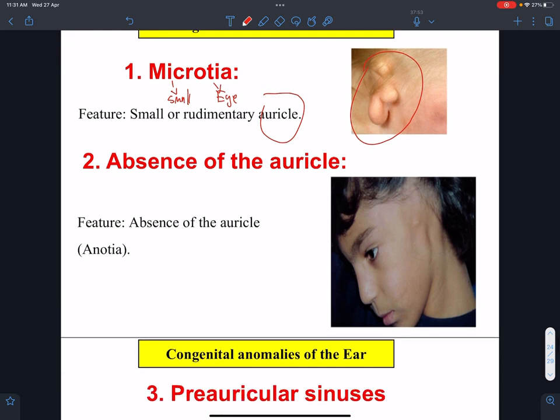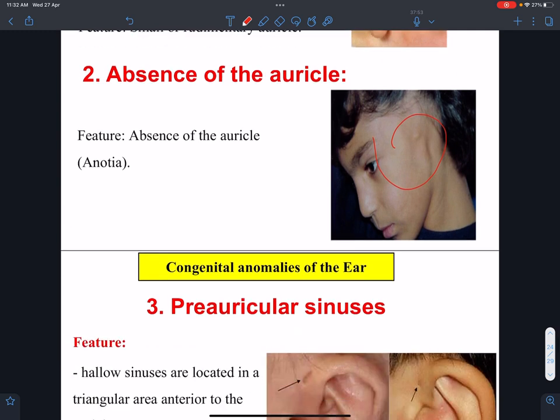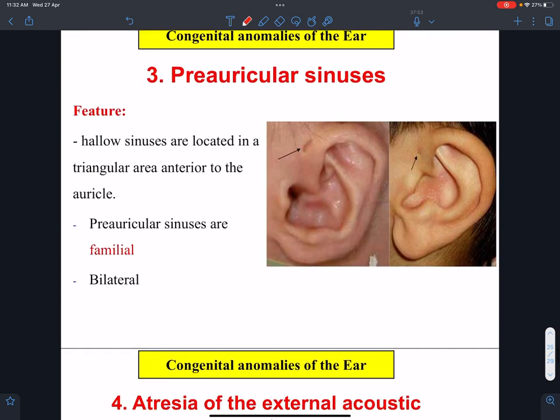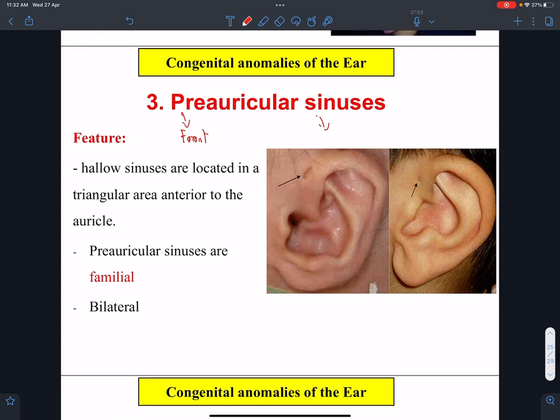Okay? Next one is absence of the auricle. Absence of the auricle means there is no auricle at all. It is called anotia. Okay. And it means absence of the auricle. The next one is pre-auricular sinus. Pre means front or anterior. Auricle is the visible part of the ear from the outside. Sinus means channel, small space. Right? So pre-auricular sinus, from its name.